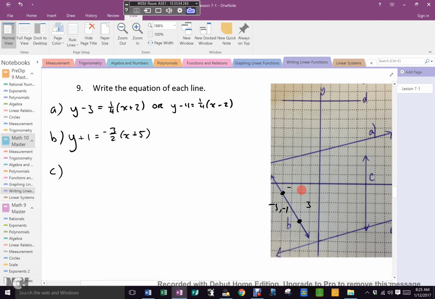C. C's an easy one. What is that point right there? 5, 0, right? What's that point right there? 5, negative 4. What's that point right there? 5, 3. What's the only thing that's the same? 5. So x equals 5. We all remember that from the 9th grade, right?